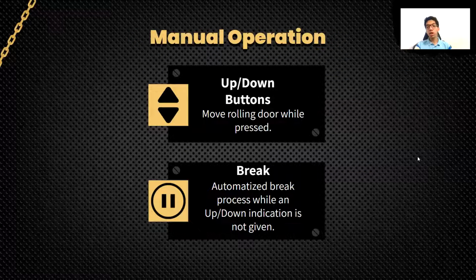About the manual operation, three buttons were asked for: an up button, a down button, and a brake button. The up and down buttons shall move the rolling door while pressed. While pressing up, it will go upwards, and same for down, but downwards. About the brake, we decided to automatize the process, so this will not be a button. When not sending any up instruction or down instruction in the manual operation system, the brake will be activated and the curtain will not move in any of the directions.